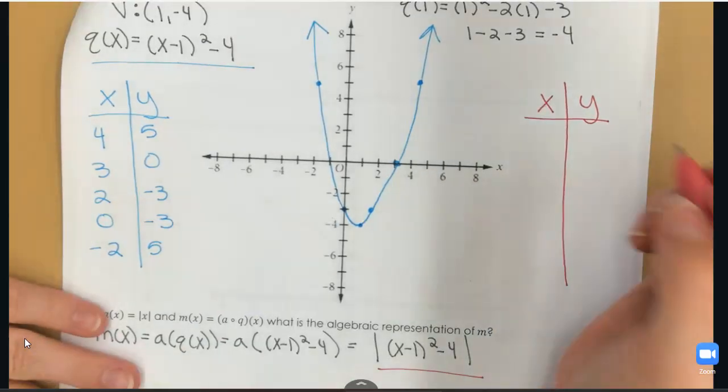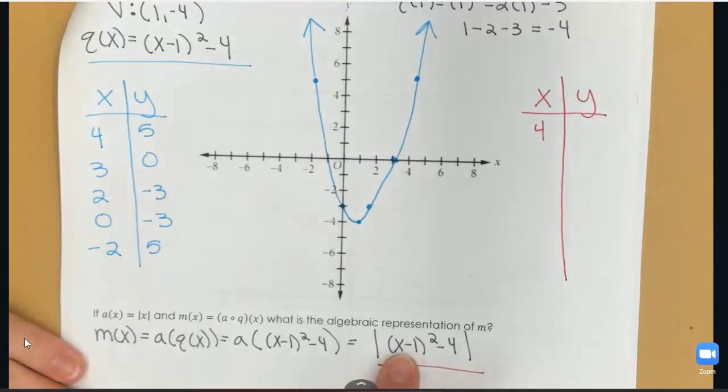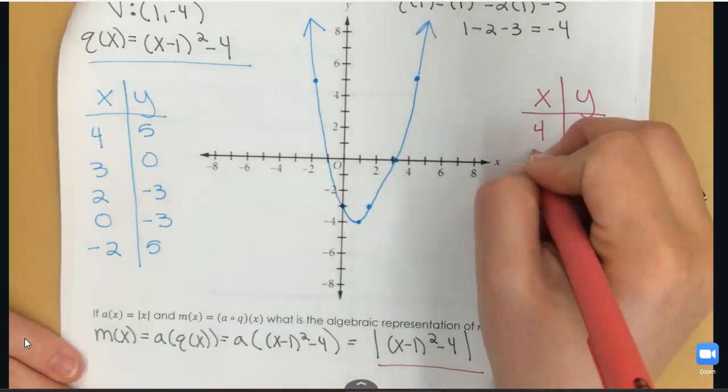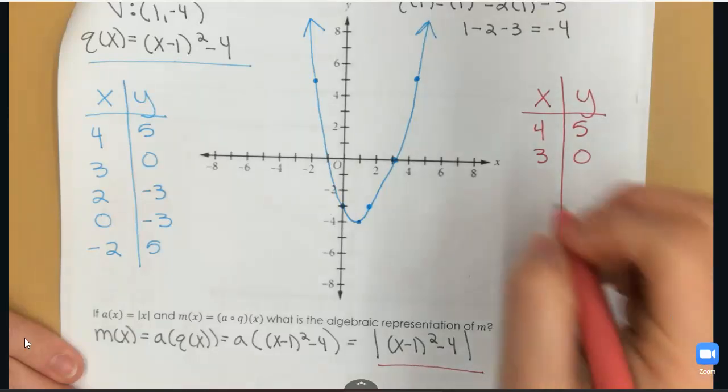So going from right to left again, I'm going to start with 4. 4 minus 1 is 3. 3 squared is 9. 9 minus 4 is 5. The absolute value of 5 is 5. Going to 3. 3 minus 1 is 2. 2 squared is 4. 4 minus 4 is 0. The absolute value of 0 is 0.